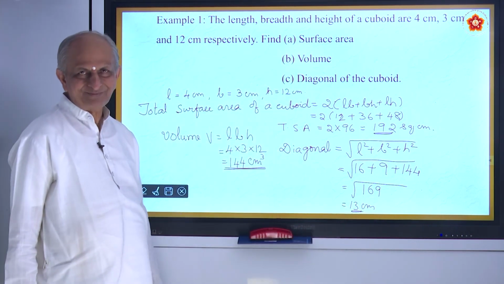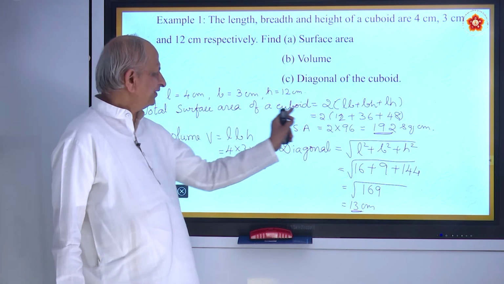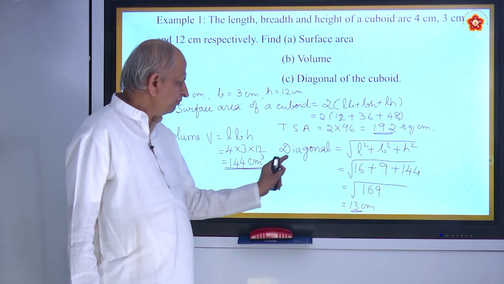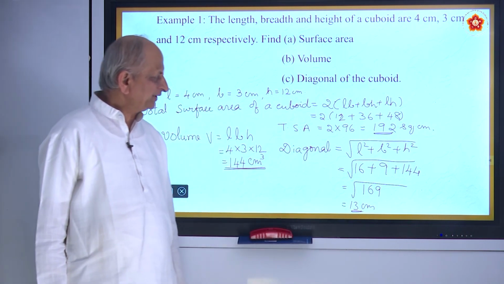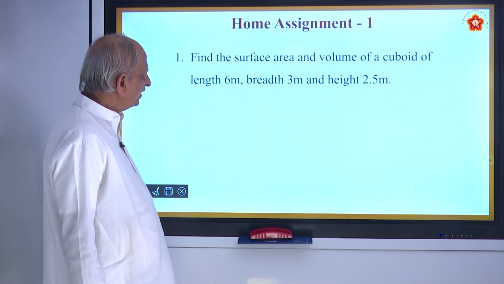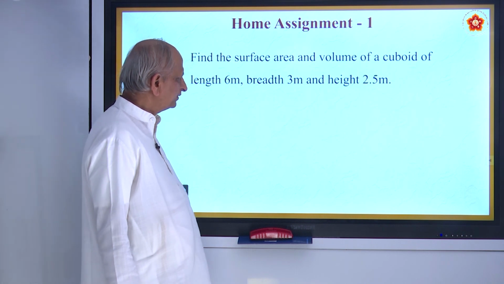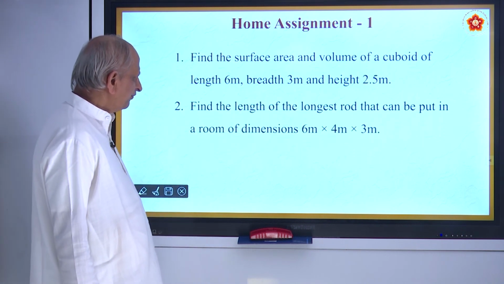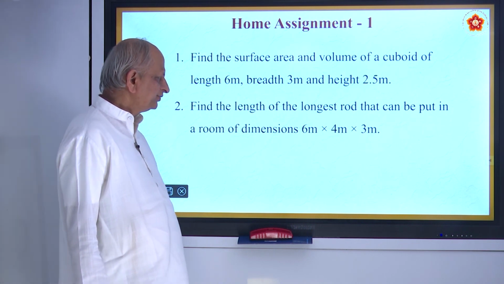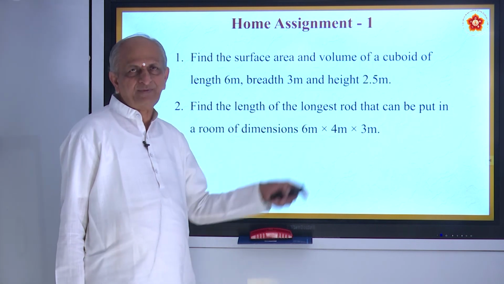So 3 marks question. How many can do it? Oh, most of you. Very good. So this is surface area 192 square centimeters. Volume 144 centimeter cube. Diagonal is 13 centimeters. Understood? Okay. Find the surface area and volume of a cuboid of length 6 meters, breadth 3 meters and height 2.5 meters. Here meters are given. Find the length of the longest rod that can be put in the room of dimension 6 m into 4 meters into 3 meters. So longest rod means you must find the diagonal.